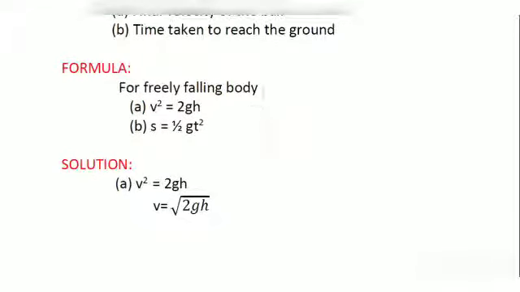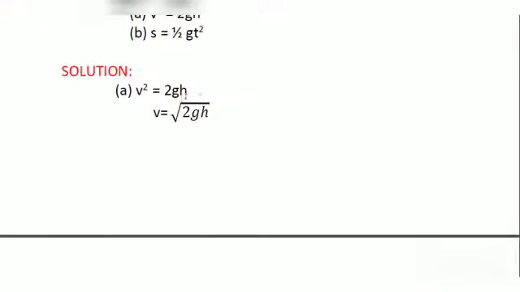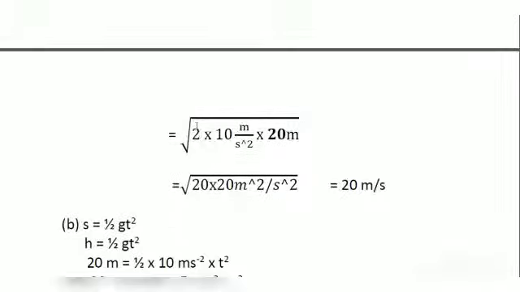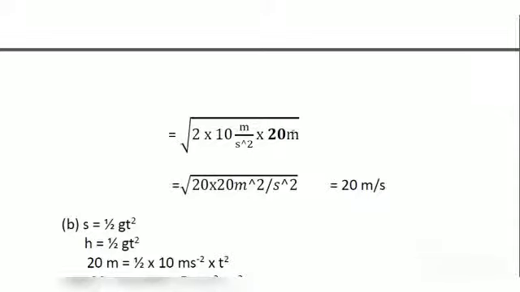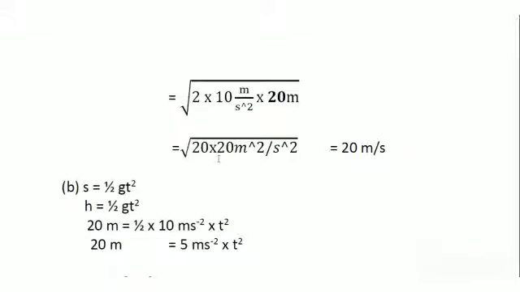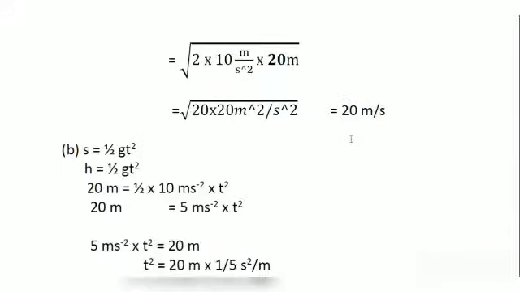Formula for a freely falling body: v squared is equal to 2gh, and the distance s is equal to half g t squared. Now first we have to find the velocity. v squared is equal to 2gh, so v is equal to the square root of 2gh. Now 2 into 10 m/s squared into 20 m is equal to 2 into 10 into 20. Multiplying meter and meter, we get meter squared per second squared. When we remove the square, we get 20 meter per second. That is, velocity is equal to 20 meter per second.